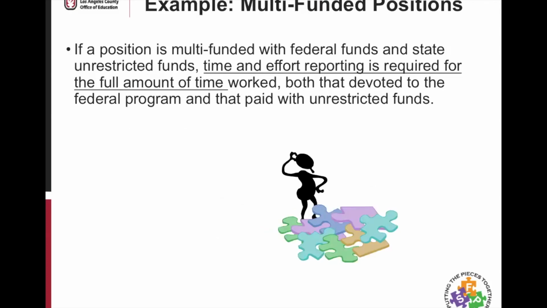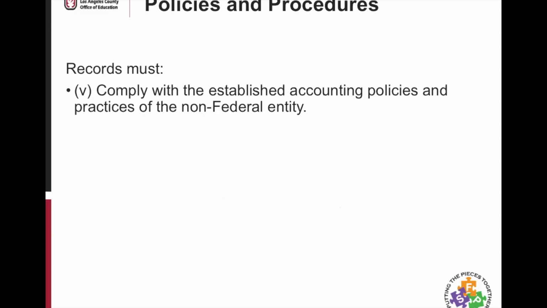And some example of a multi-funded position. So if you're funding, and again, that's what we just said, it's required for the full amount of time, both federal and on your unrestricted funds. Then the policies have to comply with your established accounting policies and practices. So again, it's that same idea that we talked about yesterday. You've got to treat your federal funds the same as you do your state funds. So whatever accounting procedures you have, you need to use them uniformly for both state and federal programs.